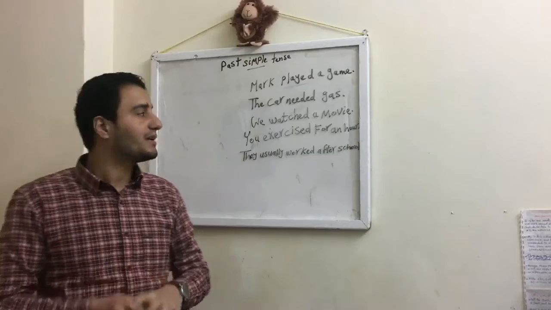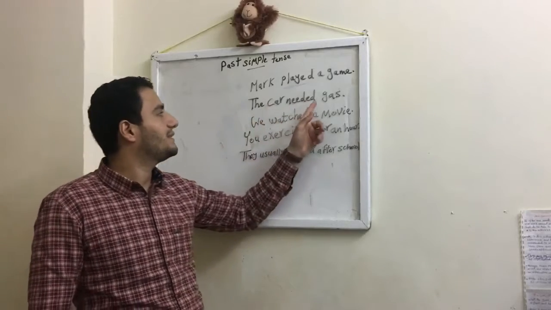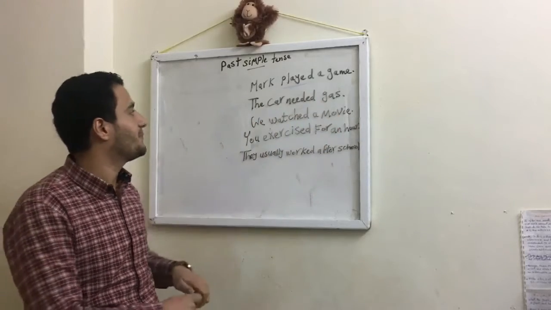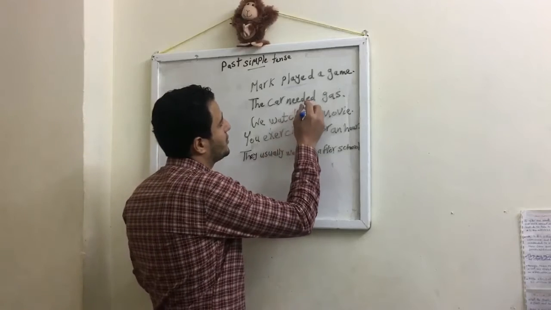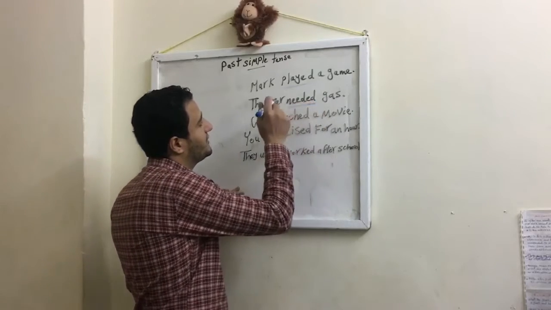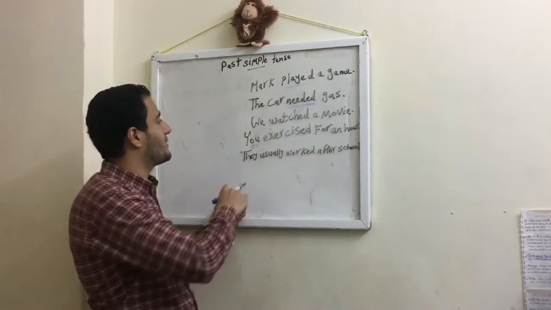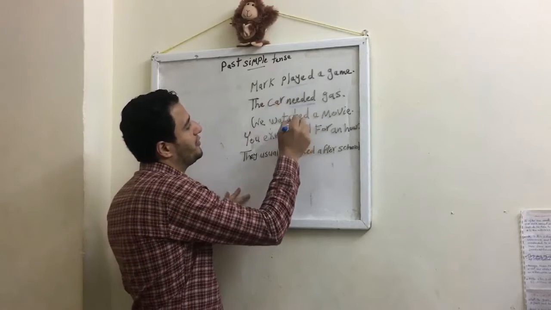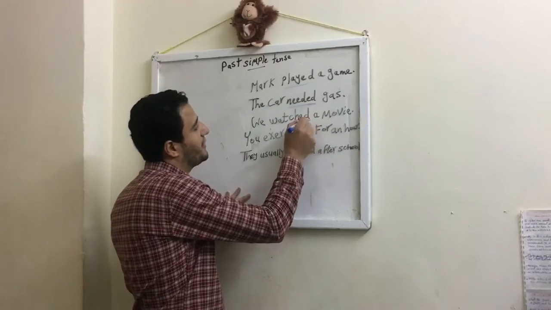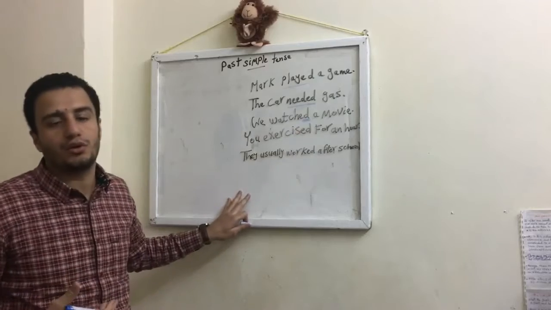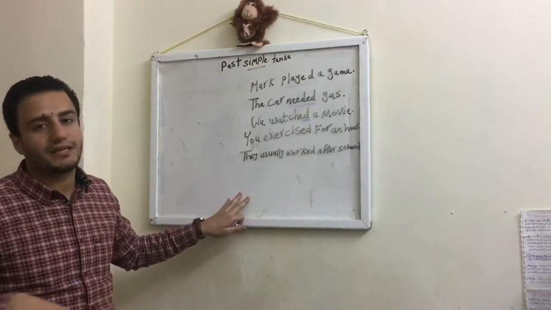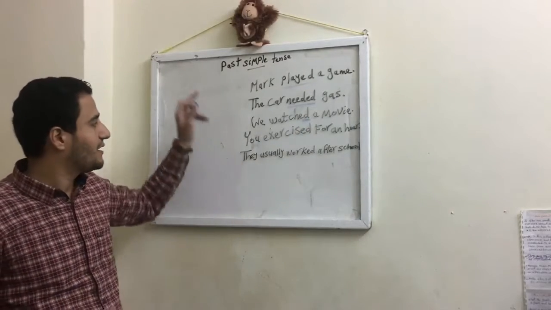The second example is the car needed gas. The verb here is need. We only added ed, okay? The third example, we watched a movie, okay? The verb here is watch, we added only ed to make it in the past tense.